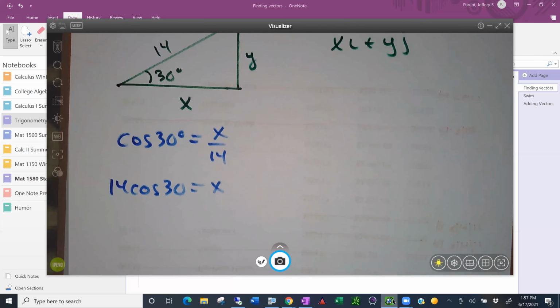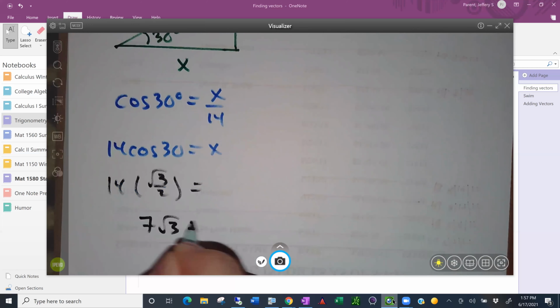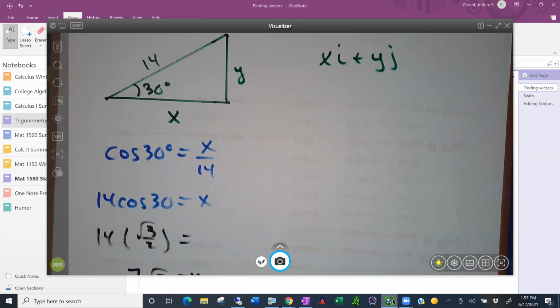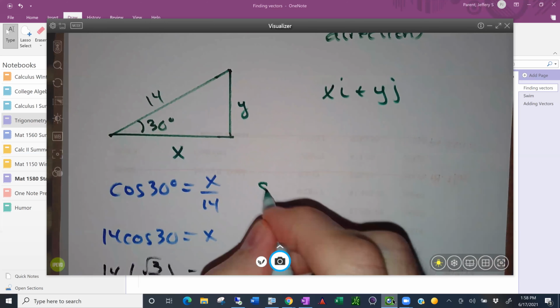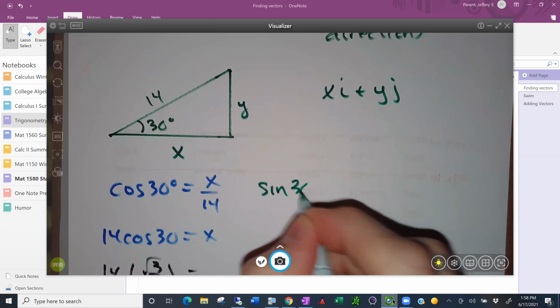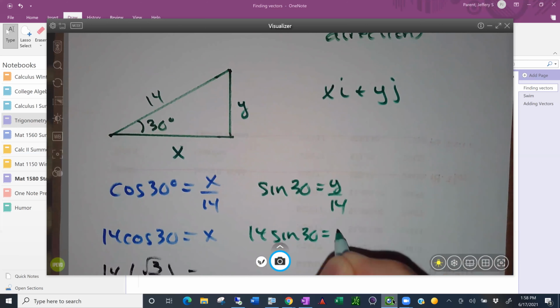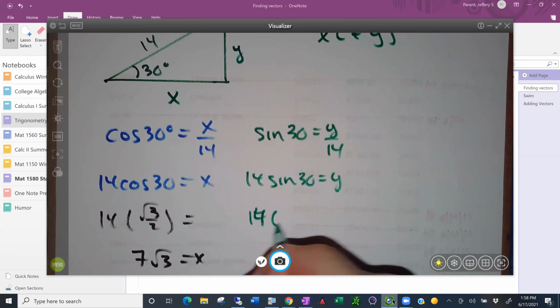And we know what cosine of 30 is. That's square root of 3 over 2. So 14 times square root of 3 over 2 simplifies to 7 square roots of 3. So that's my force in the x direction. What would I do to find the y component of my force? Sine. So sine of 30 is going to be y over 14. 14 sine of 30 is y. So that's 14 times 1/2, or 7.